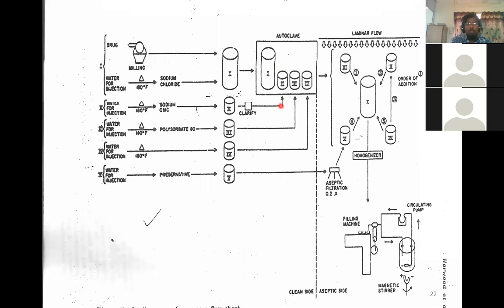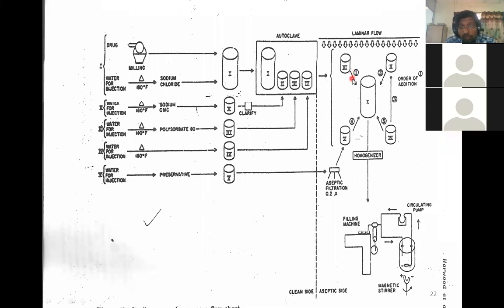After autoclaving, what can you do? Now you will add the second part, third part, fourth part, and fifth part into the first part. That is the part which contains water for injection, the drug, and the tonicity adjuster, sodium chloride. You will add in it sodium CMC with water for injection, right? Then the wetting agent with water for injection and all other things. And you can clearly see the order of mixing here, right? So first what you will add, then what you will add, one by one.